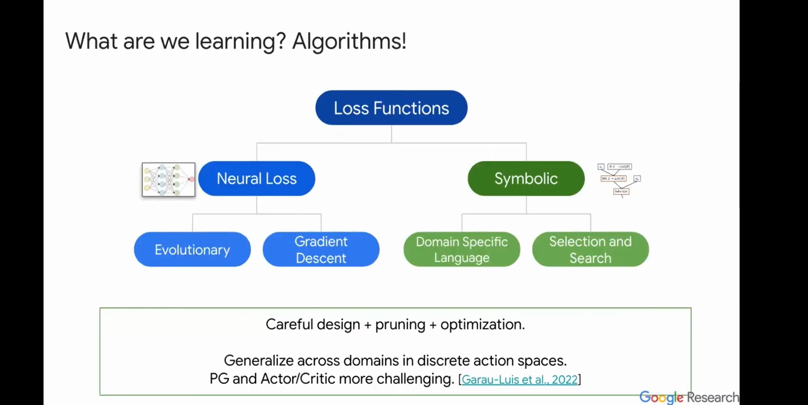All right, so back to summarize on the loss function, the different methods. Careful design, pruning, and optimization are paramount, but what's exciting is really that they're starting to generalize across the domains. We know that policy gradients and actor critics are more challenging, and the open work is really looking at the whole algorithm and not only at the loss function.